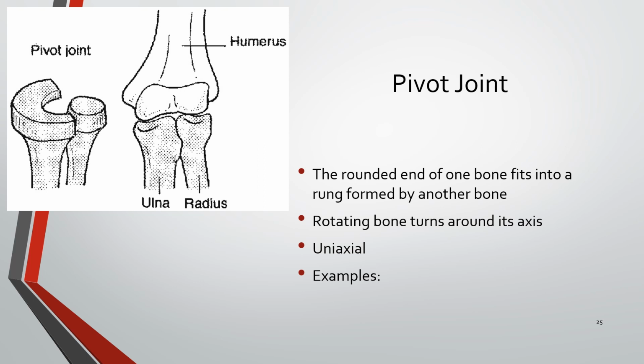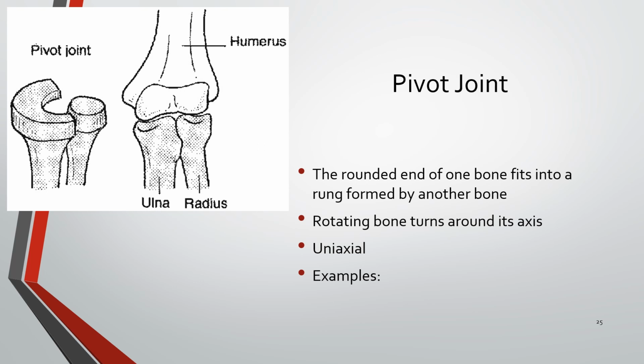Pivot joint. A pivot joint has one rounded end that fits into a ring formed on the other bone, and the rotating bone turns around its axis. Again, uniaxial in nature. This moves in the transverse plane of motion. And I'm sorry, I forgot to say the hinge joint from before is going to move in the sagittal plane of motion, and our pivot joint is going to move in the transverse plane of motion.